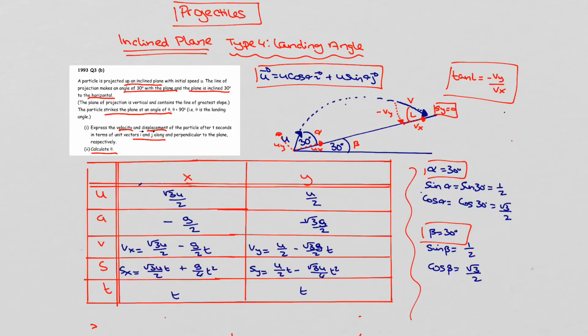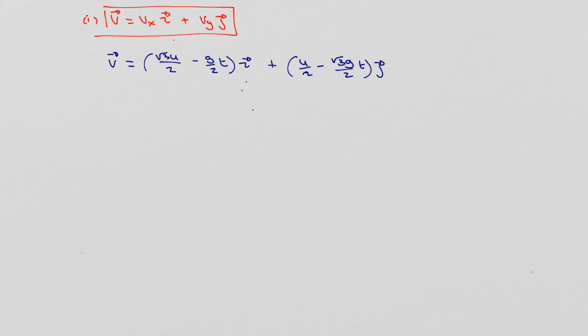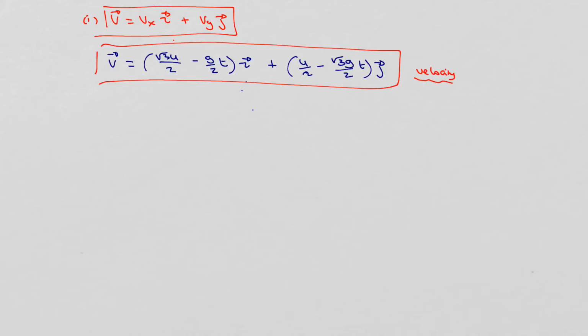And if we go back to the question, it's looking for velocity, not speed. If it said speed, then we would have to get our magnitude. In other words, we'd have to get the square root of a squared plus b squared. But it says velocity vector, in terms of i and j.